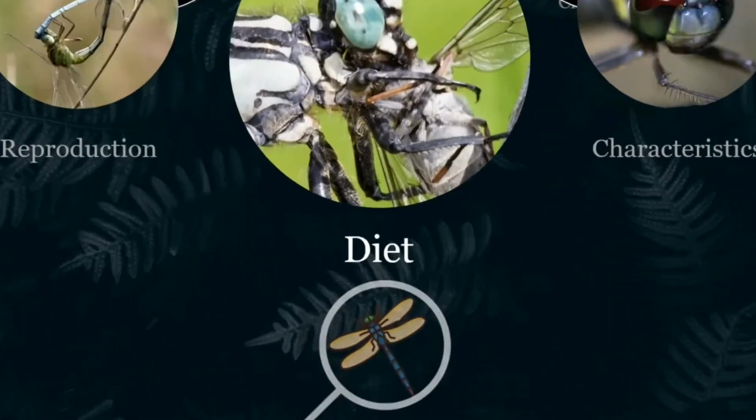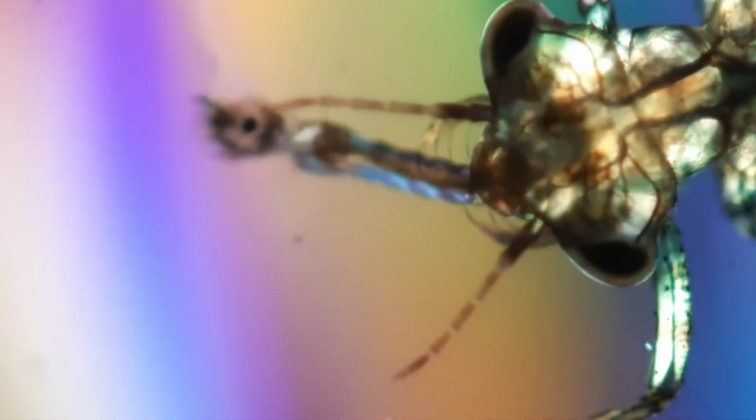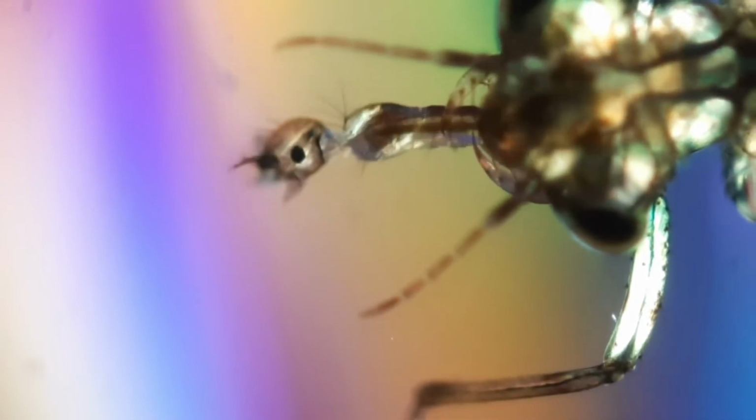Dragonflies are predatory insects, both in their aquatic nymph stage and as adults. Nymphs are voracious predators, eating most living things that are smaller than they are. They feed on a range of freshwater invertebrates, and larger ones can prey on tadpoles and small fish.